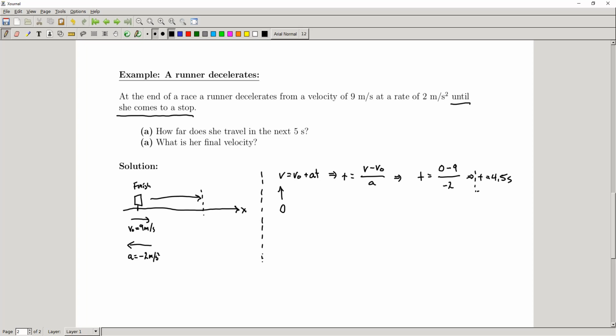And this is an intermediate result. This is not the final result that we want, but this is going to lead us to our final result. So we found that at 4.5 seconds, she will have come to a stop. She'll be at this point here, the stopping point. And we don't want to apply the acceleration beyond that point because she'll be heading back in this direction in that case, and that's not what we want. The problem tells us that once she comes to a stop, that's the end of the deceleration. Okay, so let me cut this off here.